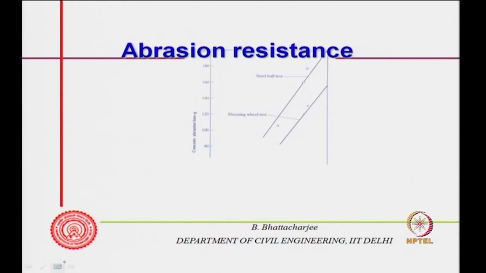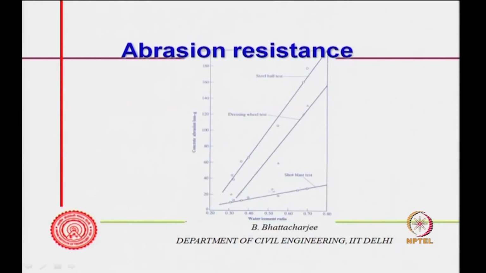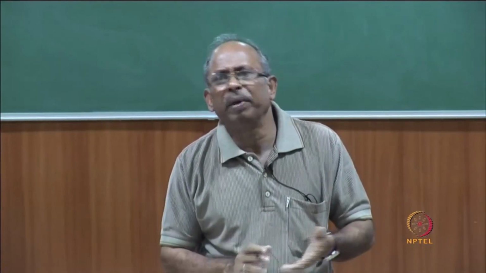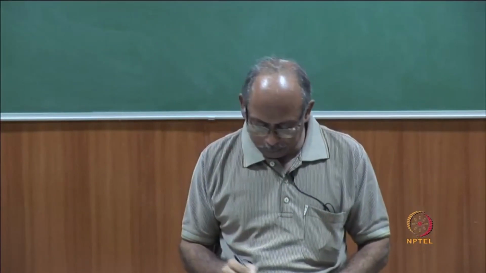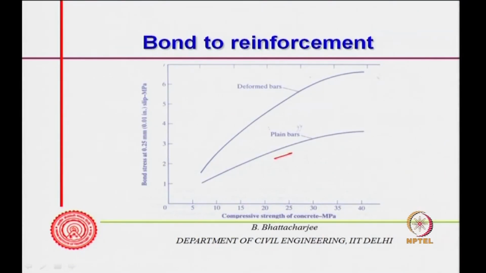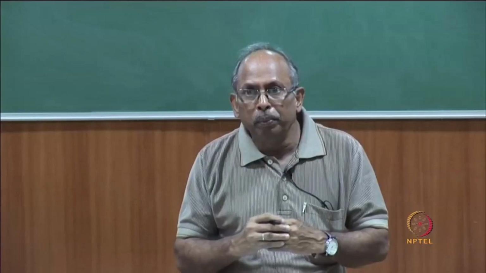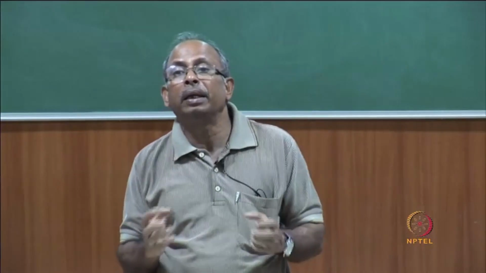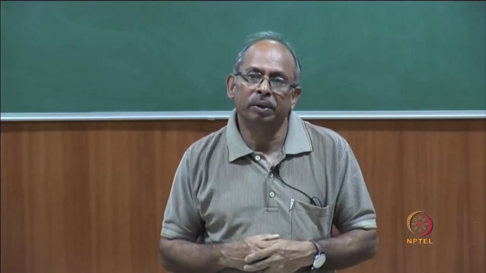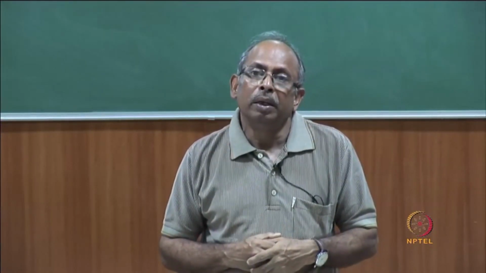Abrasion is again related to compressive strength. As you are rubbing, it depends upon different types of tests; you can rub it and find out the percentage of material generated, and this is also related to compressive strength. Bond to reinforcement, for plain bars and deformed bars, is again related to compressive strength, and bond strength can be found by a pull out test. So, all these strengths, bond, fatigue, impact and abrasion resistance, are related to compressive strength.